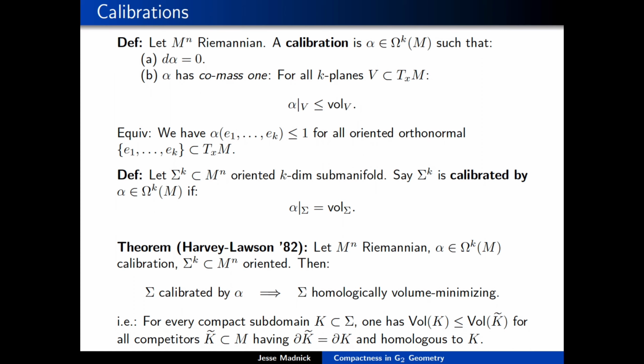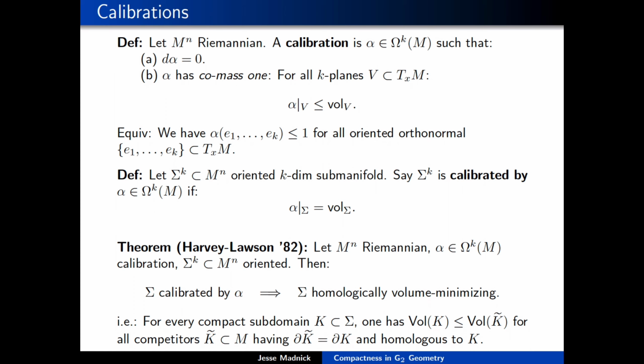The point is that if sigma is calibrated by alpha, then sigma is homologically volume minimizing. This is a very strong volume minimization or volume optimization condition. It implies, in particular, that sigma is a minimal submanifold. The precise definition of homologically volume minimizing is this. For every compact subdomain K in sigma, the volume of K is at most the volume of any competitor, K tilde, where K tilde is any domain having the same boundary as K and is homologous to K.